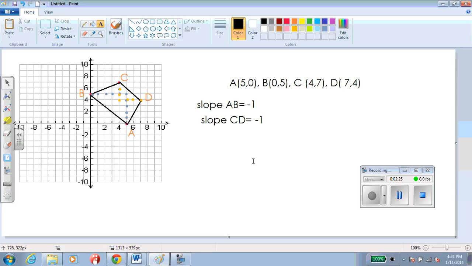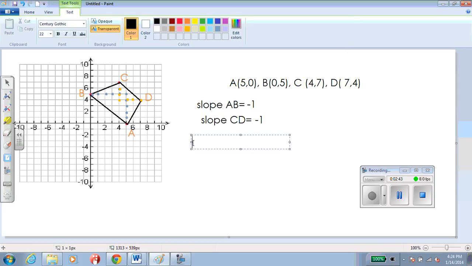So I have one pair of sides that are parallel. They have the same slope. So this verifies that, in fact, we are a trapezoid. Now, to determine if we're an isosceles trapezoid, the legs need to be the same. So I've got to think about the length of AD and BC, which means I'm going to have to use the distance formula or the Pythagorean theorem.